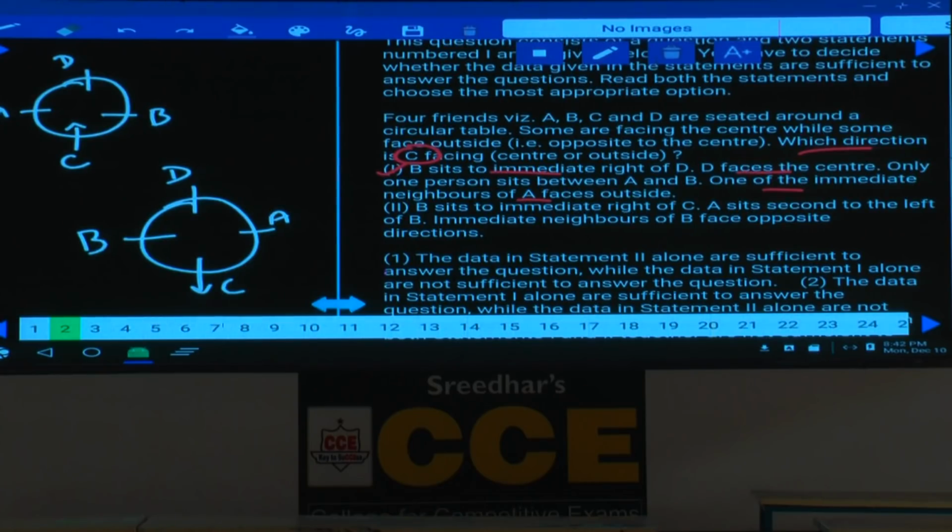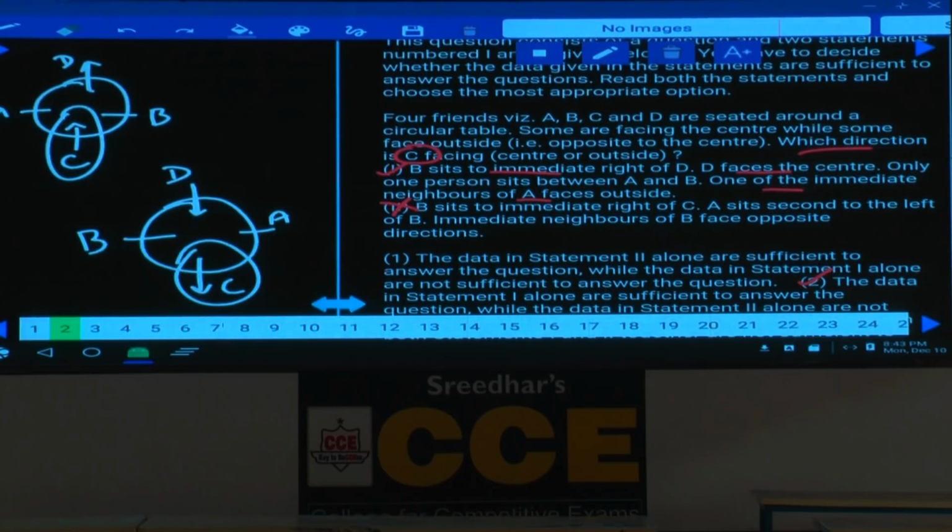Next one, the immediate neighbors of B face opposite directions. In this case, C is facing inward, D will be outside. Or C is facing outside, D will be inside. Then are we getting any unique answer here? Here we are getting C inward, here we are getting C outside. Hence 2 alone is not sufficient, only 1 alone is sufficient. Choice 2 is the answer.